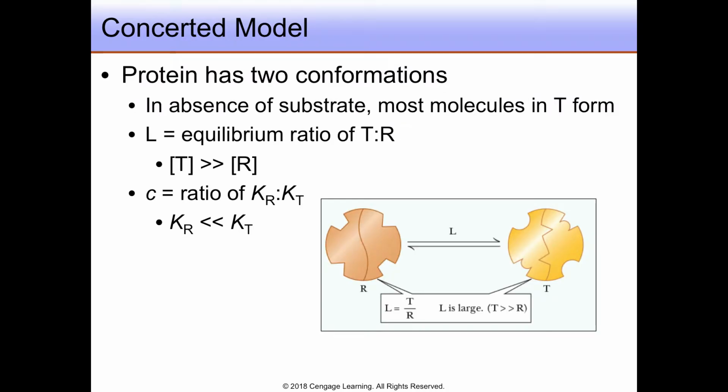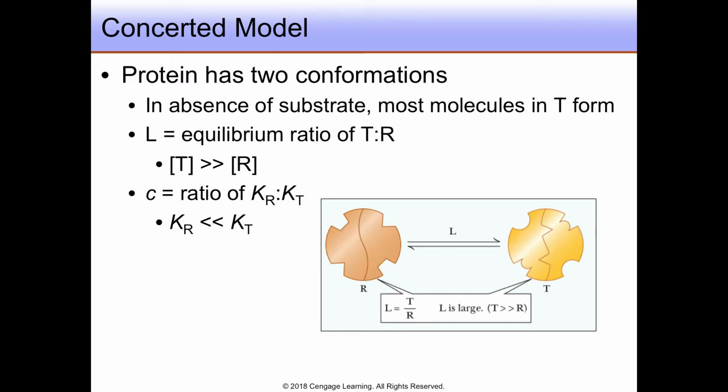In this model, the binding of substrate shifts the equilibrium in favor of the R form. For this reason, the T form predominates in the absence of substrate. Since the enzyme has both T and R forms, there is an equilibrium dissociation constant associated with substrate binding in each form. That is, there is a K sub R and a K sub T. We can define a ratio of the concentrations of the T and R form of the enzymes at equilibrium. This is the L value.